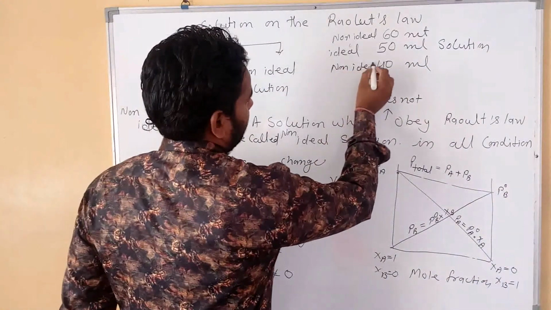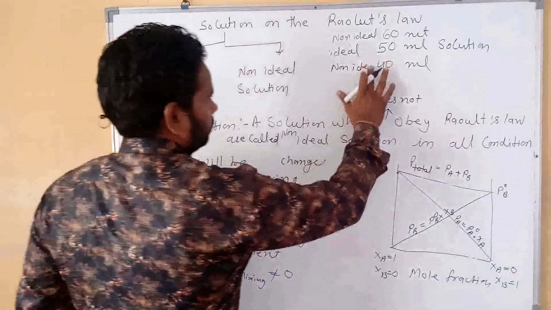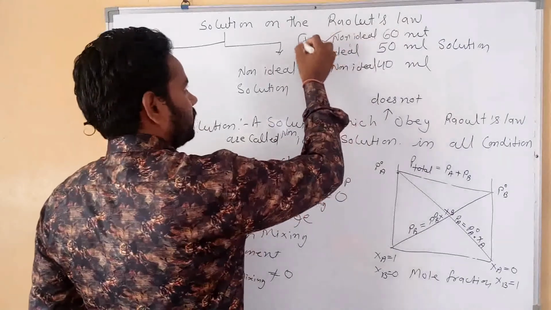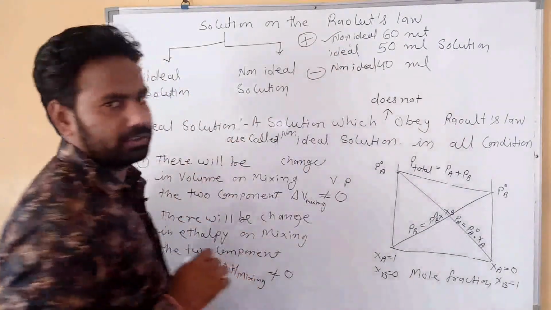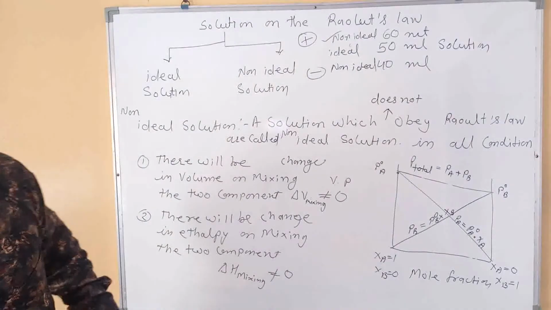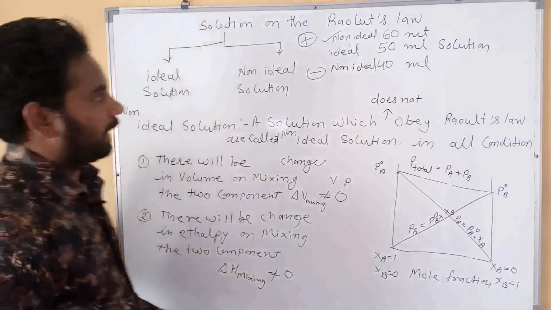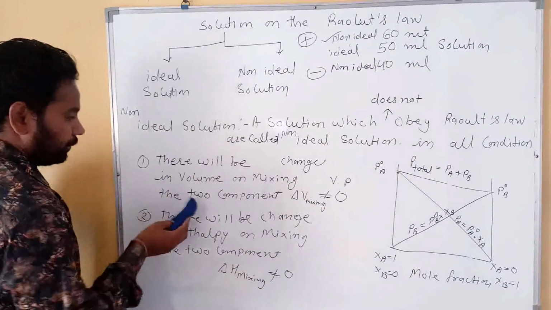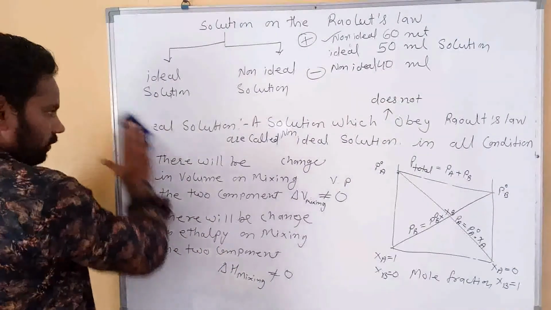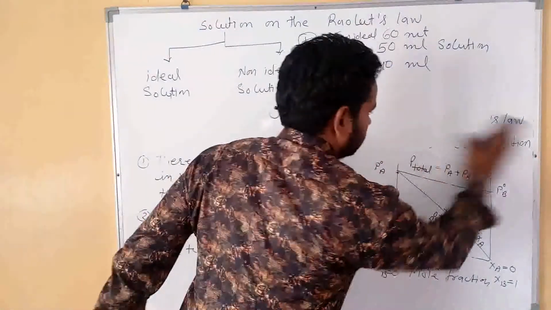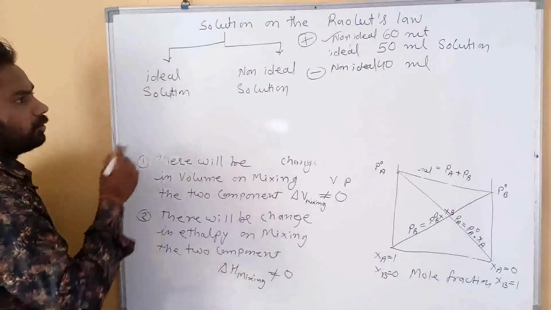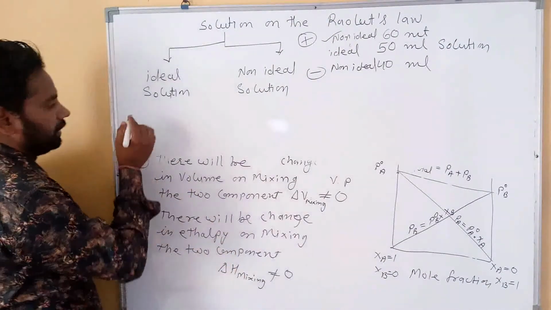It means non-ideal solutions are of two types. One is positive deviation, the second is negative deviation. Let's start the explanation of the types of non-ideal solutions. I just change, remove all the definitions. First is the non-ideal solution showing positive deviation.